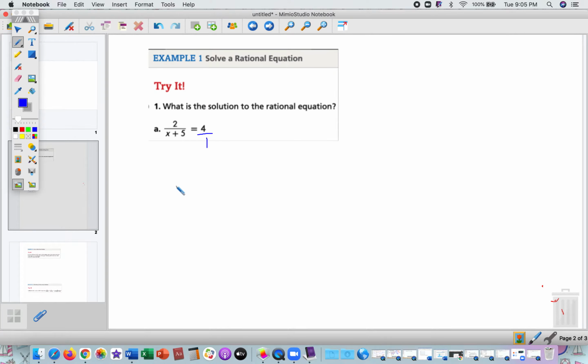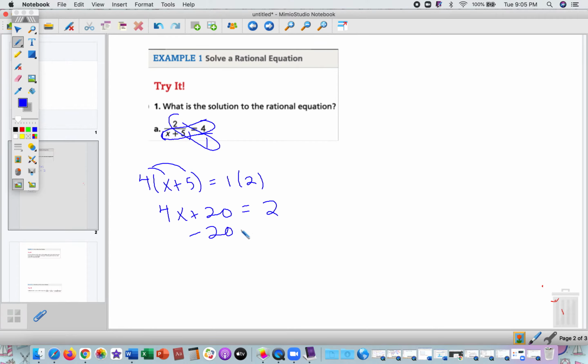We're going to put a 1 under the 4. We're going to put parentheses around quantity x plus 5. We're going to multiply it along the diagonals. So we have 4 times the quantity x plus 5 is equal to, multiply along the other diagonal, 1 times 2. We'll have to distribute on the left, so we have 4x plus 20 is equal to 2.